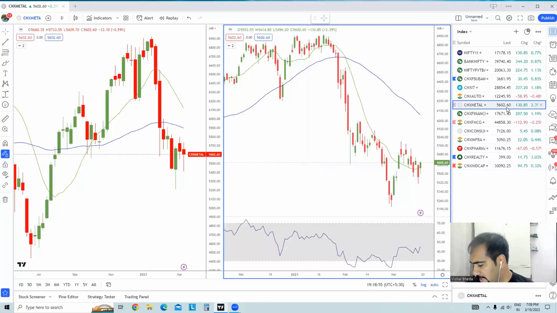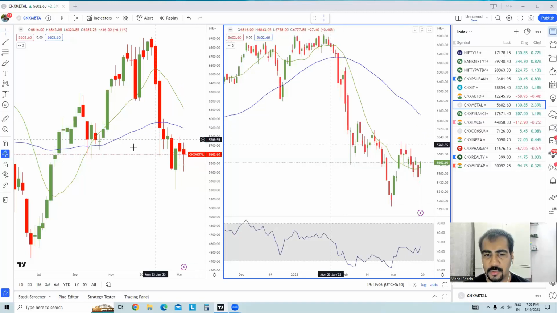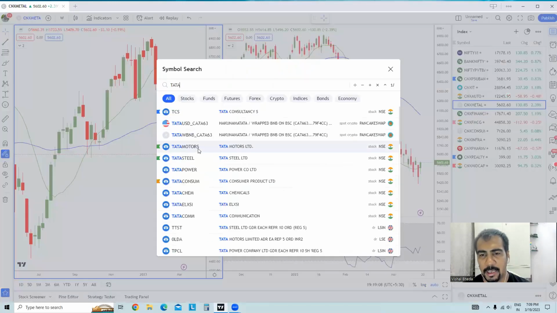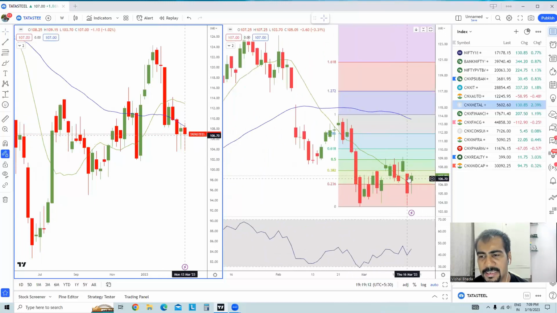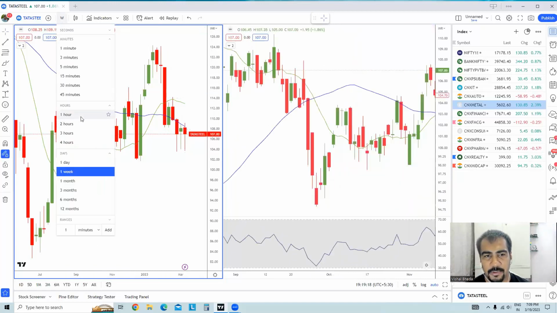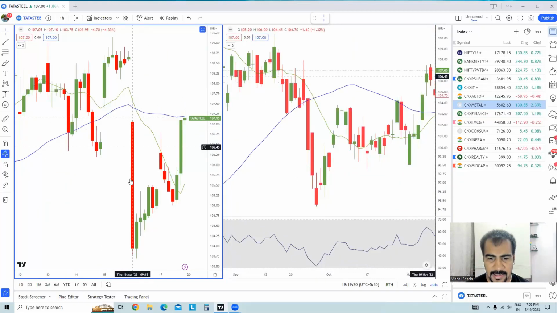Metal pack. Now metal pack was a decent opportunity, especially in Tata Steel, for a decent swing shot. And I had also shared it in my previous video. But what happened was, on this day, suddenly there was just a falling knife. I will share with you the hourly time frame chart. Just like a falling knife, it fell down and then it reversed.